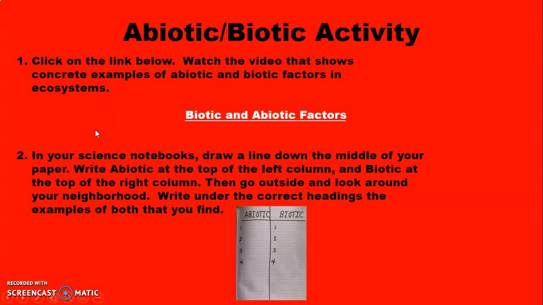Then when you finish watching that video, in your science notebooks, I'd like you to draw a line down the middle of your paper, write abiotic at the top of the left column and biotic at the top of the right column. Then go outside and look around your neighborhood. Write under the correct headings the examples of both that you find. I put a little visual here, a sample from a notebook page to show you exactly what I'm looking for. So I'm going to ask you now to please pause this video so that you may click on the link, watch the video, and then complete the activity.